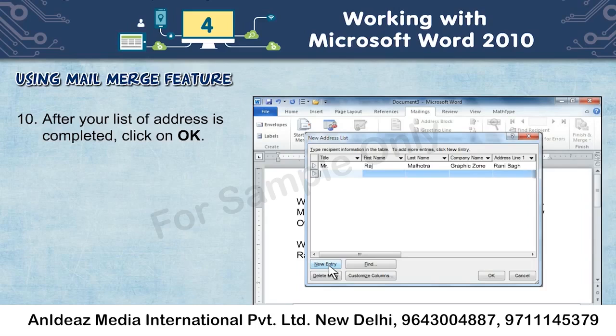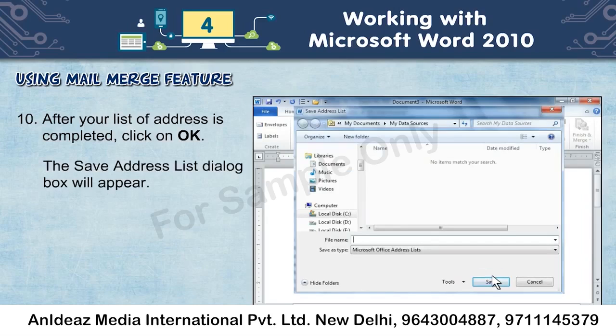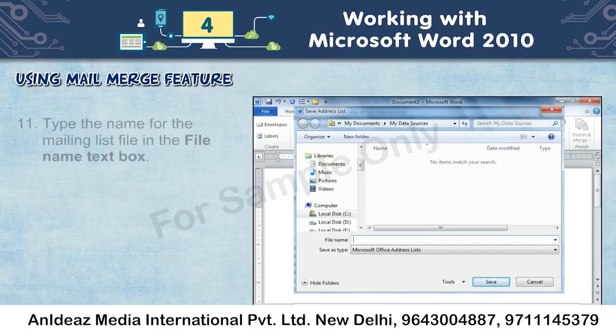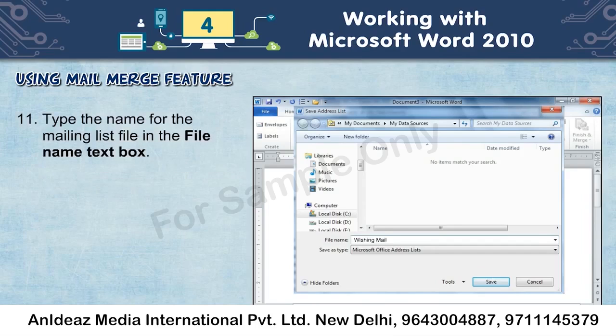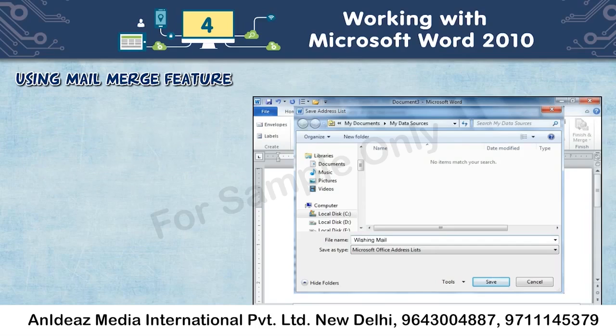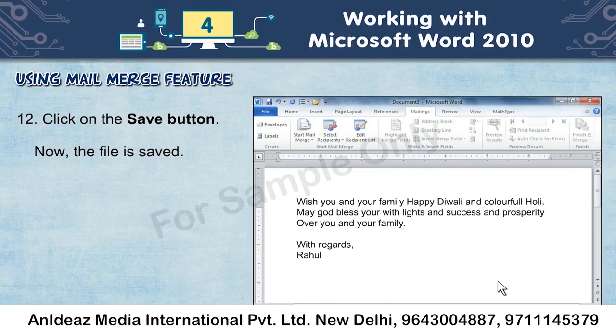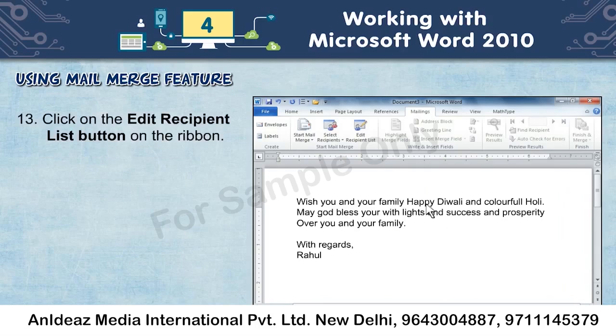After your list of address is completed, click on OK. The Save Address List dialog box will appear. Type the name for the mailing list file in the File Name text box. Click on the Save button. Now the file is saved.